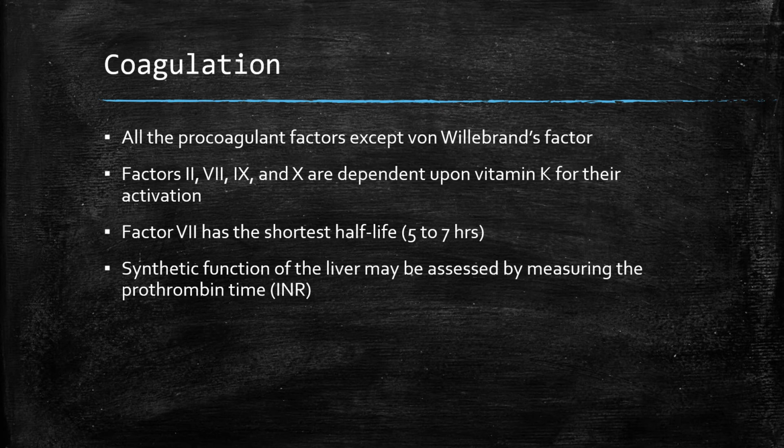All of the coagulation factors except von Willebrand's factor are produced by the liver. Factors 2, 7, 9, and 10 require vitamin K to be present for their activation. Since factor 7 has the shortest half-life, we can conveniently use this factor as a measure of the synthetic function of the liver by measuring the prothrombin time, or the INR.